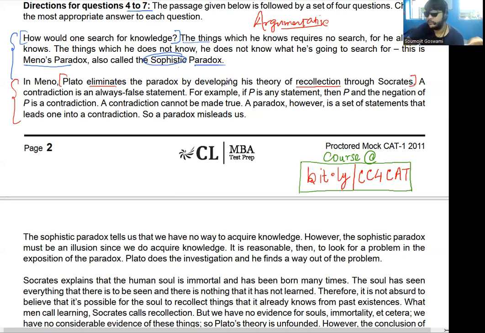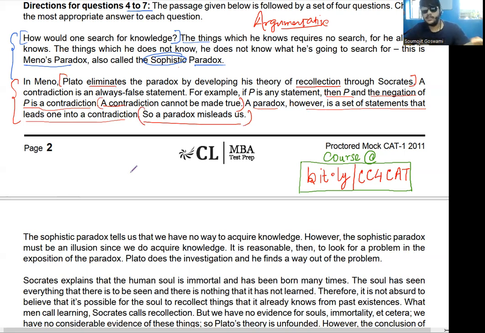A contradiction is always a false statement. For example, if P is any statement, then P and the negation of P is a contradiction. A contradiction cannot be made true. A paradox, however, is a set of statements that leads one to a contradiction. So a paradox misleads us.